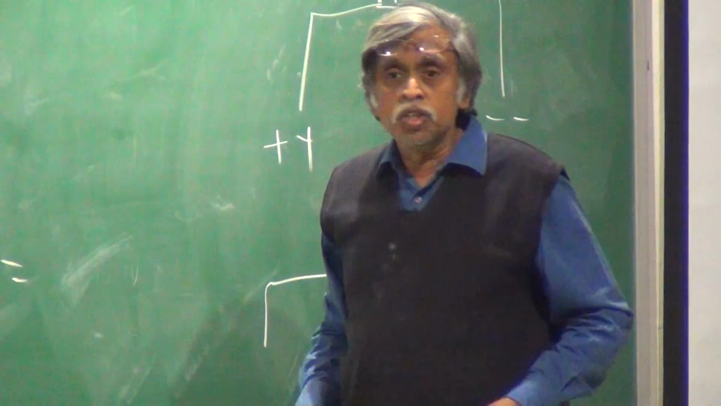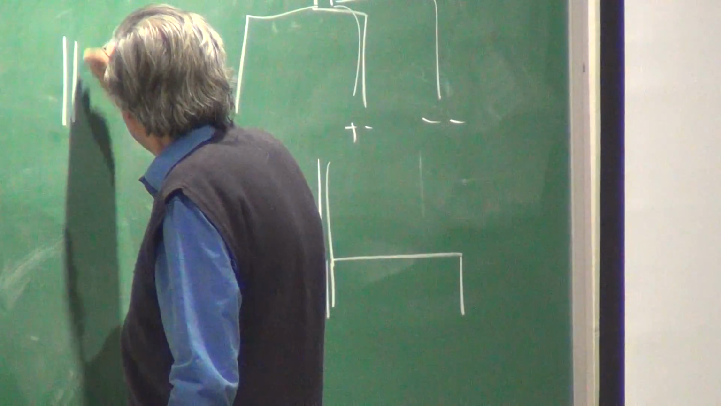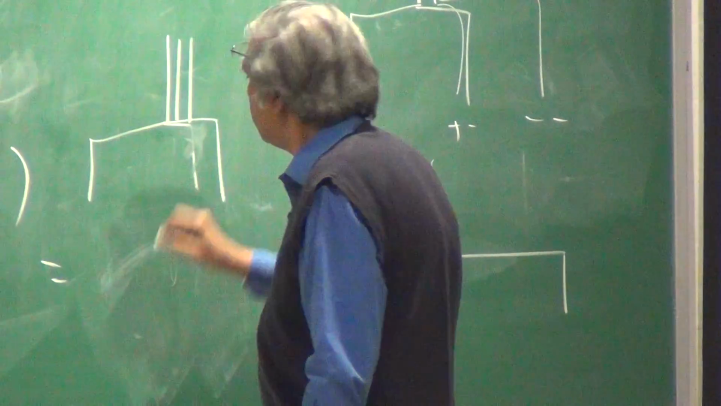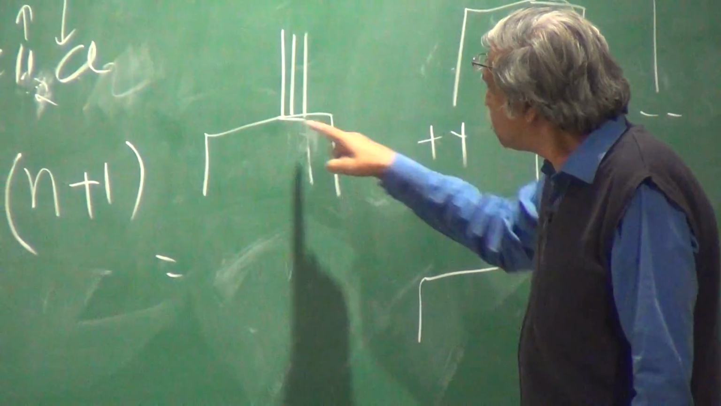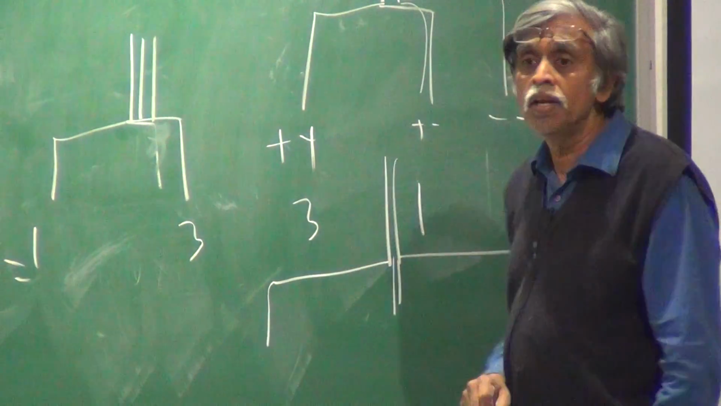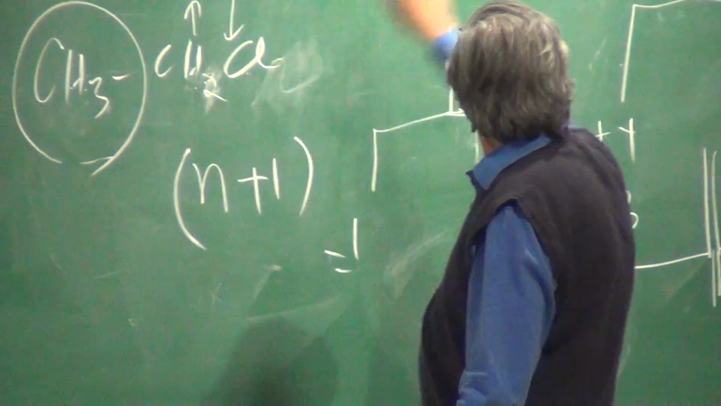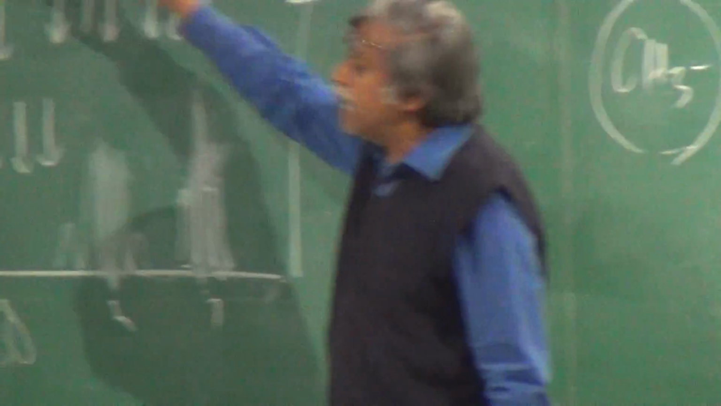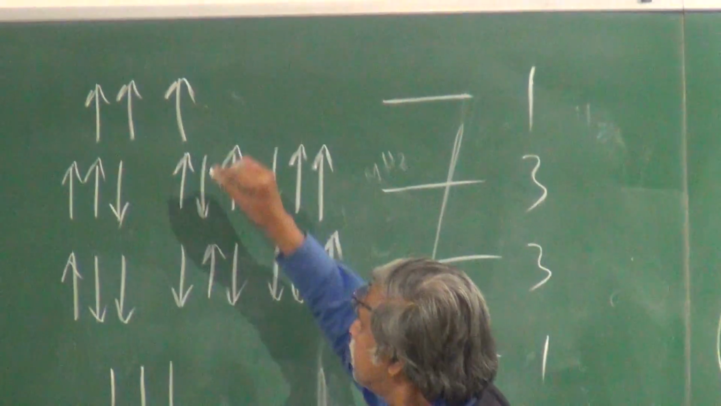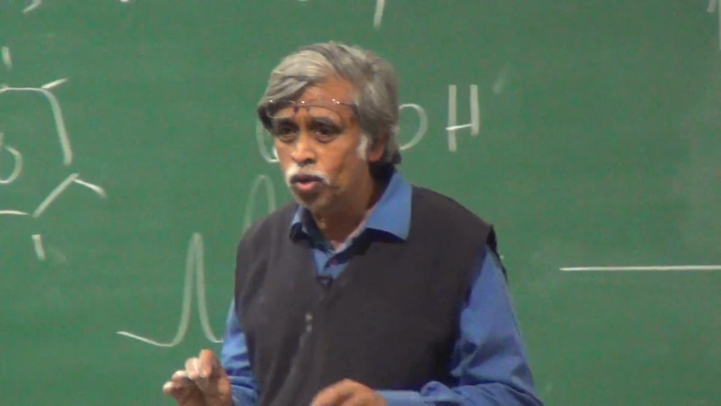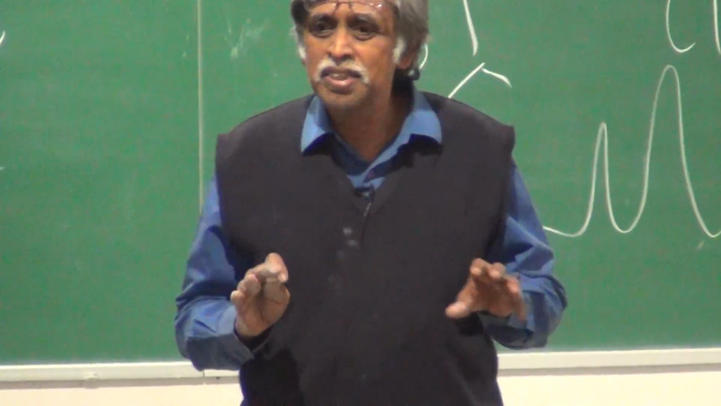Supposing I have three protons, what do I do? Each one will split it into two. And then each one, if you draw this, you will have 1, 3, 3, and 1. So basically, the tree diagram tells me that I'm going to get one of this, three of this, three of this, and one of this. But all this is provided we are looking at equivalent protons. And all this discussion that we have had is based on equivalent protons.